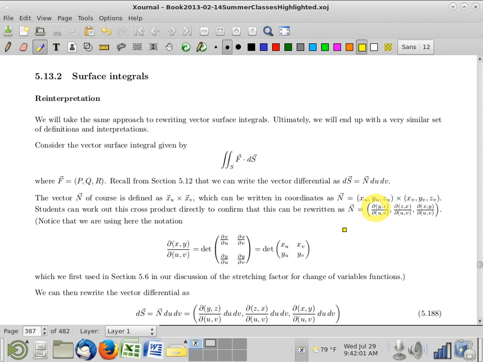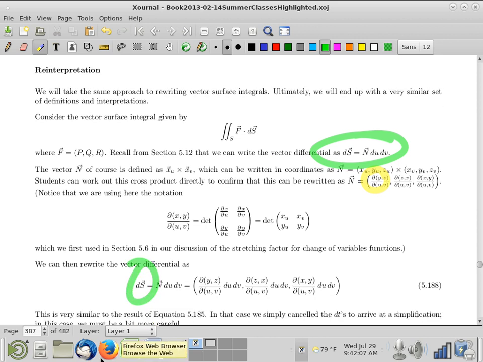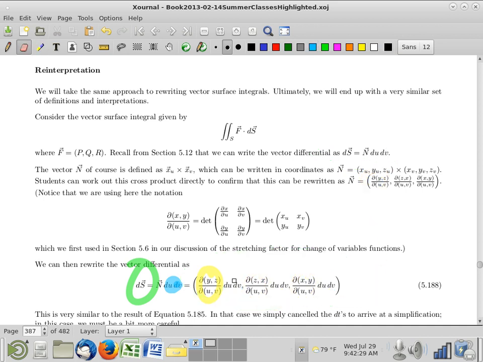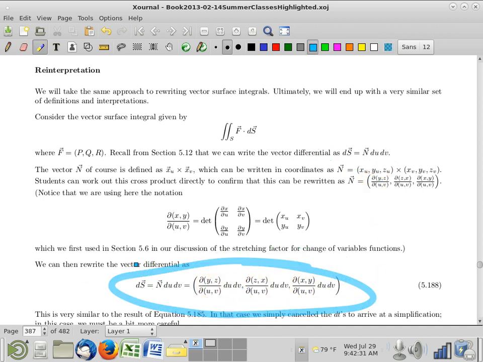Okay, so punchline then, that's what the individual coordinates of N look like, keeping in mind that what we want to talk about is the ds vector. The ds vector is N times du dv, so you get these coordinates times du dv, and therefore this is what your ds vector looks like in general.